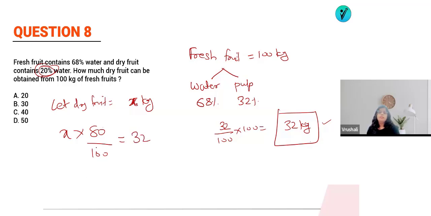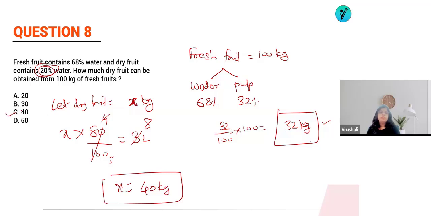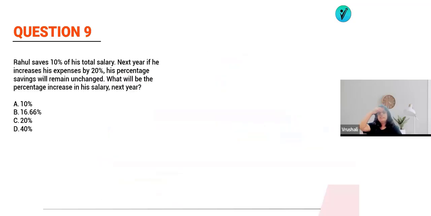So what will be the answer? This will be 4 by 5. 4 ones are 4, 4 eights are 32. So x will be equal to 5 into 8, which is 40 kg. That means there is 40 kg of dry fruit, in which again 20% is water. But they asked how much dry fruit can be obtained. So we can obtain 40 kg of dry fruit. Okay, now let's do the next one.